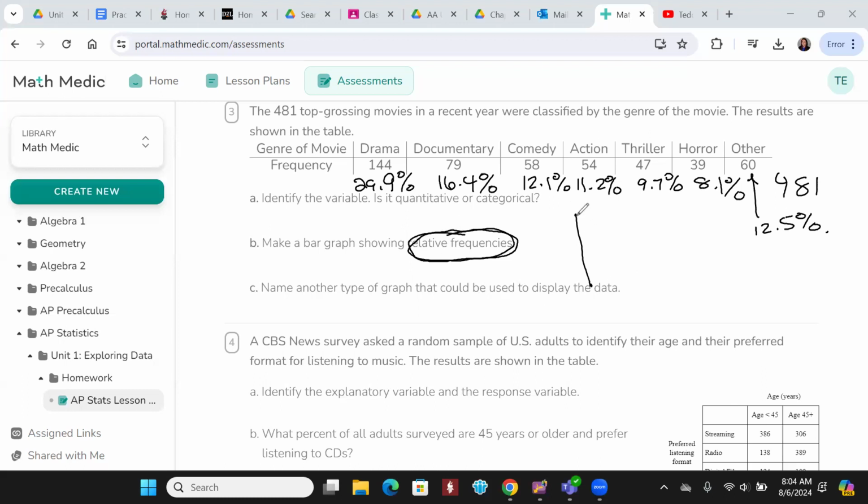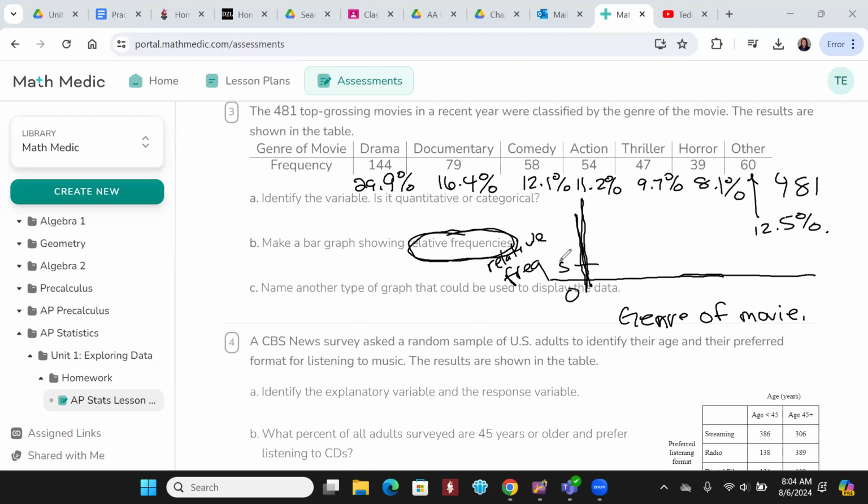Okay, all right, so go ahead and draw a straight line, which apparently I can't do on this thing. It's fine. Make sure you label your sides. So relative frequency on one side. And on the other, we're going to say genre of movie. At the bottom, you're going to list out all the different genres. And then remember on the side, we're going to go from 0 and increase by 5s as we're going up.